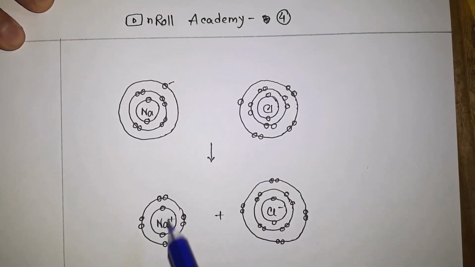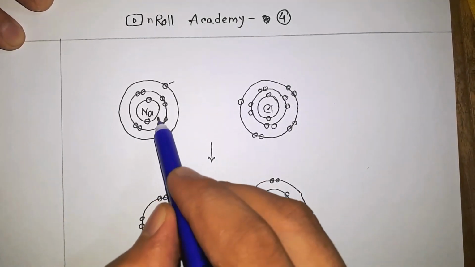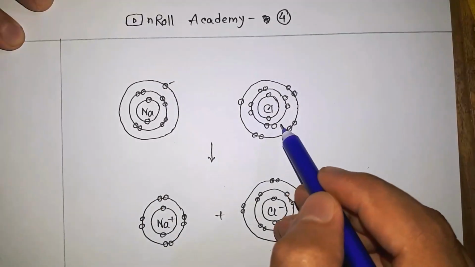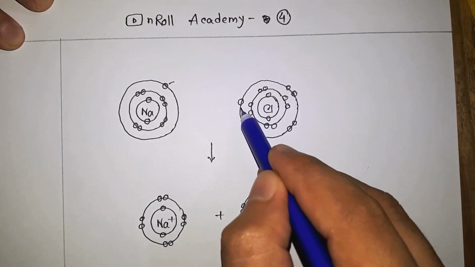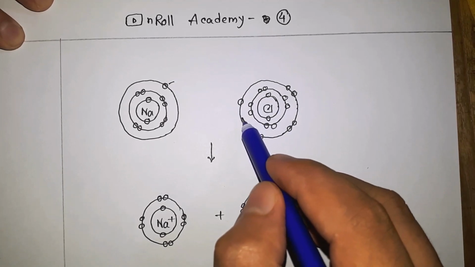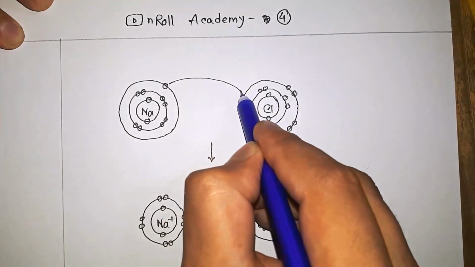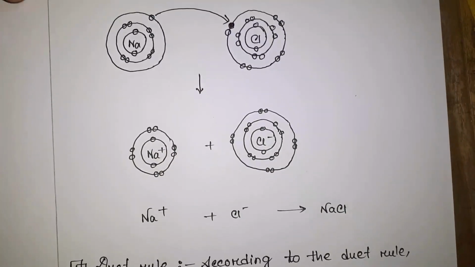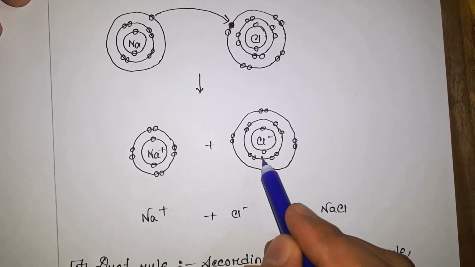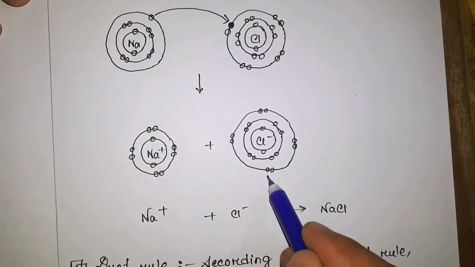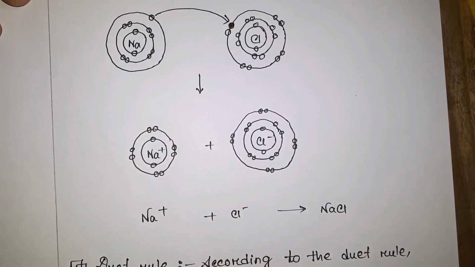Look at the figures. Here you can see sodium has 1 electron at the last energy level and chlorine lacks 1 electron in the last energy level. So sodium gives this electron to chlorine and it turns into a sodium plus ion, and chlorine accepts this electron and it turns into a chlorine negative ion.